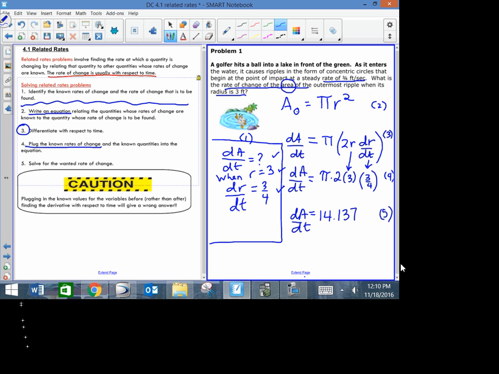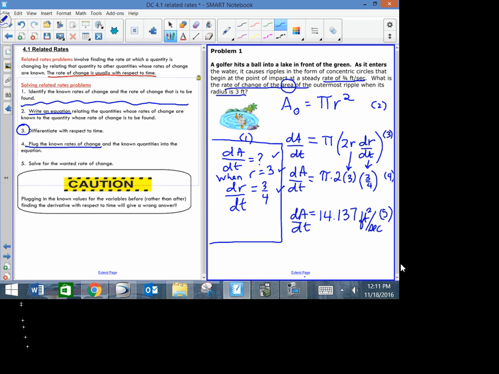We have to make sure that it makes sense and we have a unit on it. So it's a rate of area, so it's going to be feet squared per time frame, which is second. Now let's think about what that means, because if you understand it, it'll stick a little better. So 14 feet squared per second. That's pretty large. The area is changing when the radius is 3.